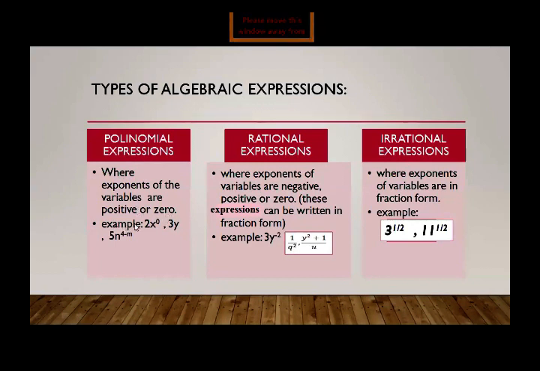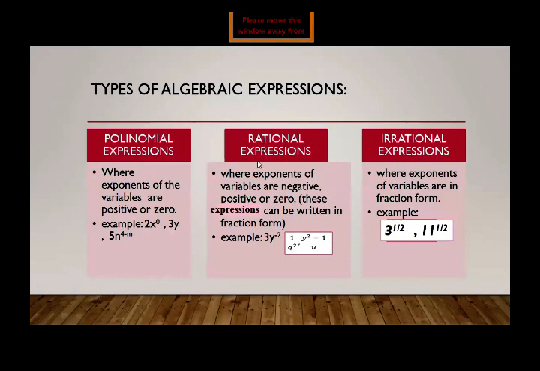There are examples like 2x raised to power 0, 3y raised to power 1. No exponent is there, so we consider that 1 is there. And 5m raised to power 4 minus m. Here 4 has a plus sign, so we consider that plus sign. So that's why we say that is a polynomial. We don't consider that minus sign.